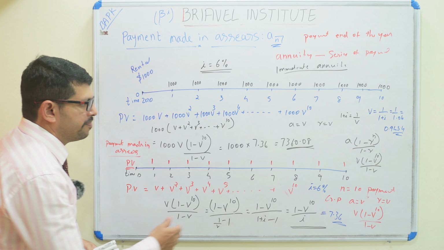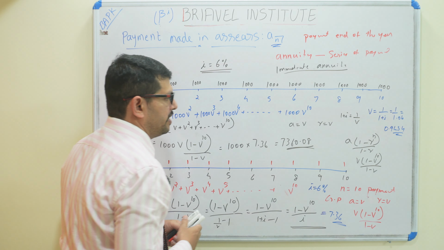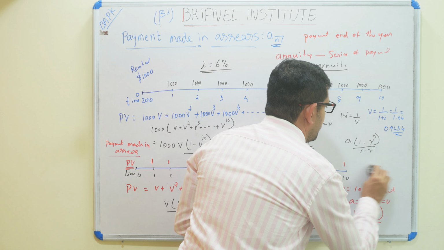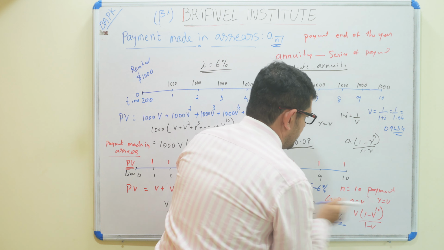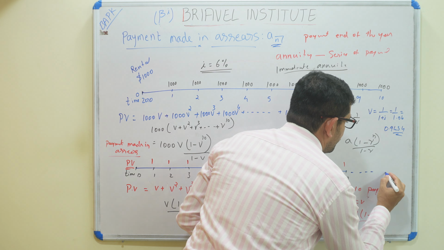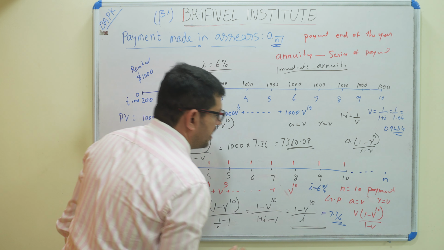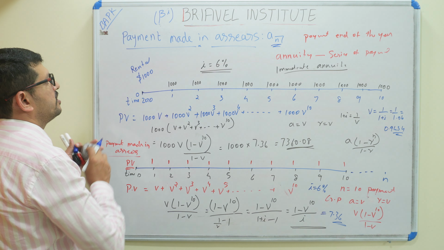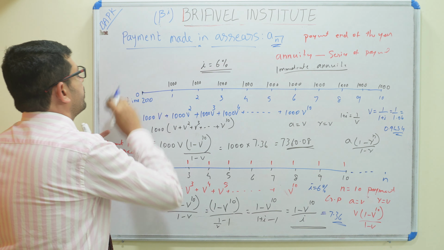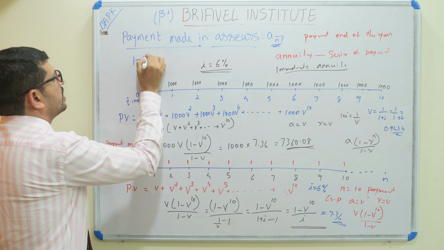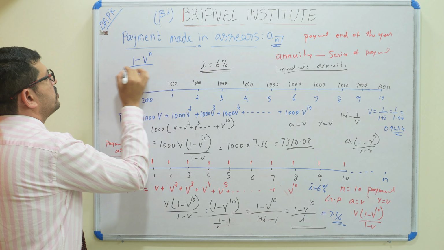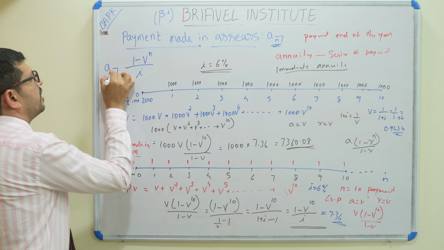So instead of 10 payments, I am taking the number of payments, up to n. So in this formula, instead of 10 I will put n. So the formula is made like that: 1 minus V raised to n divided by I. So this we can call a angle n.